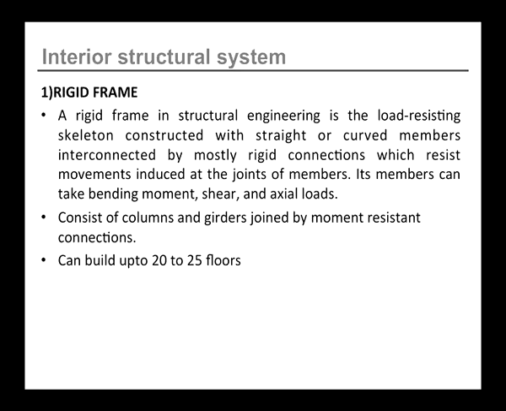So, what are the various components of the interior structural system? One is a rigid frame. A rigid frame in structural engineering is the load resisting skeleton constructed with straight or curved members interconnected by mostly rigid connections which resist movements induced at the joints of members. Its members can take bending moment, shear and axial load. It also consists of columns and girders joined by movement resistant connections. It can be built up to 20 to 25 floors.